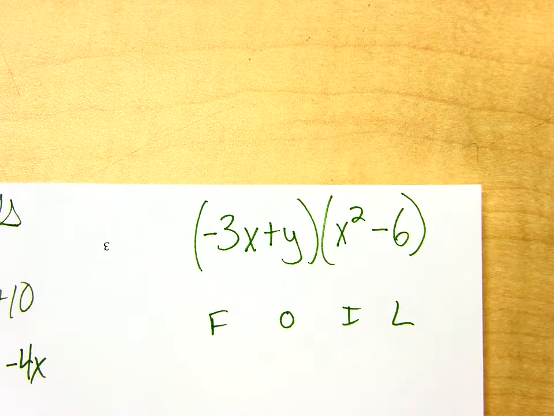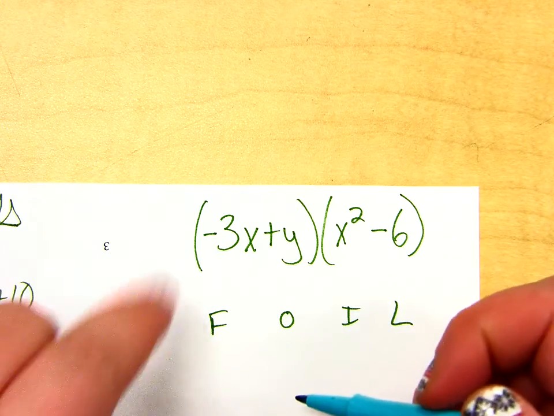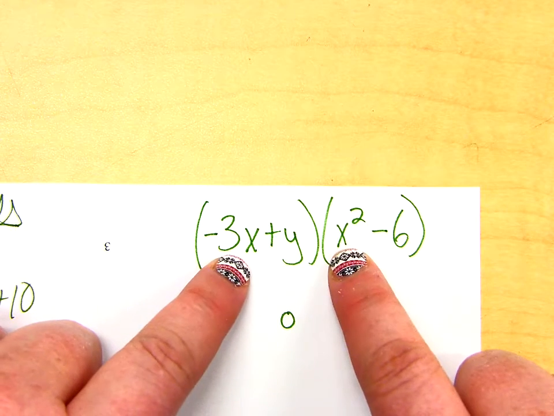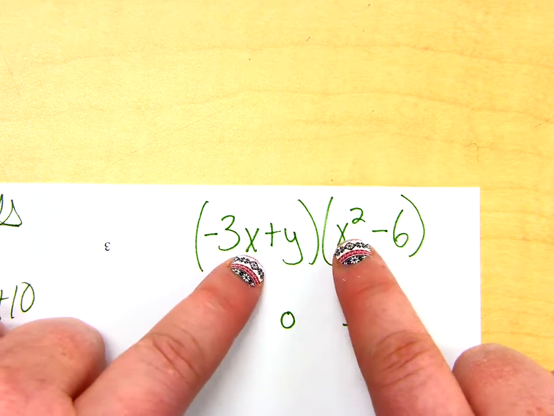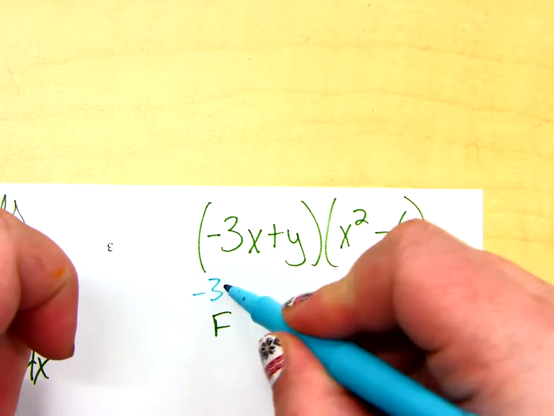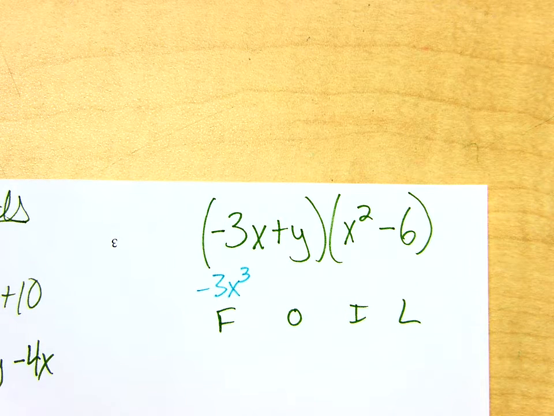All right, let's see how we did here. So if I multiply the first together, Shay, what do you get there? I got negative 3x cubed. Correct. It's these two. So negative 3x times x squared. That's going to be negative 3x to the third. Okay? And then O, outers.